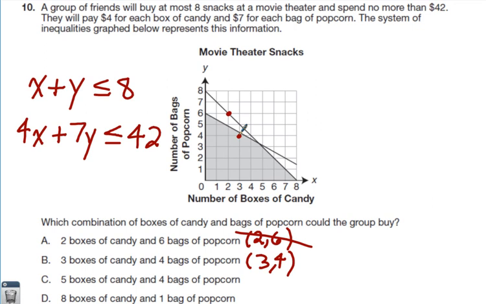It looks promising, but as always, we're not just going to stop and pick B. We're going to make sure that it's not C or D. So (5, 4) is right there, so it's not (5, 4) because that's right there. And then (8, 1). Let's just make sure that (8, 1) is not in the shading, because remember, all the solutions are in the shaded area. And so yeah, (8, 1) is right there, so it's not (8, 1). So it turns out that it was B. I knew it was B.